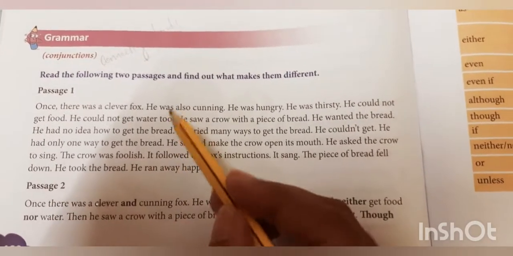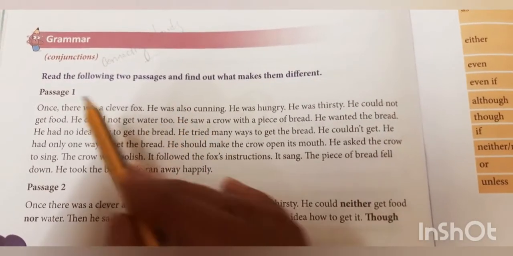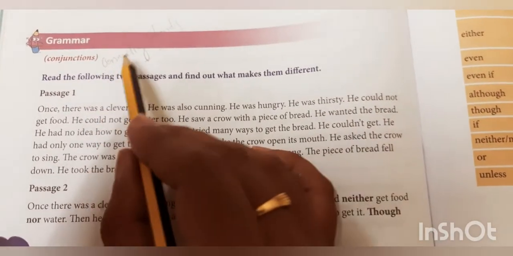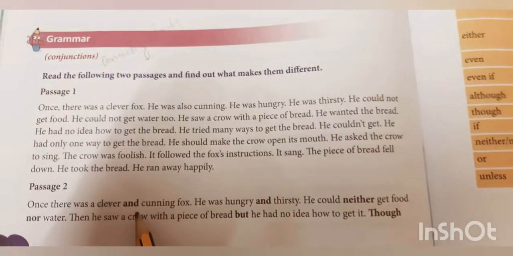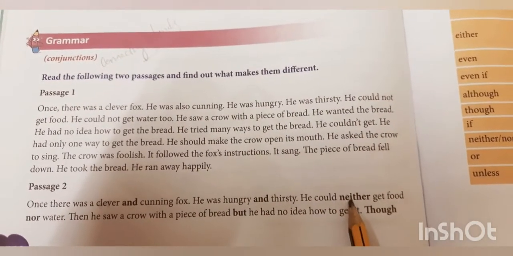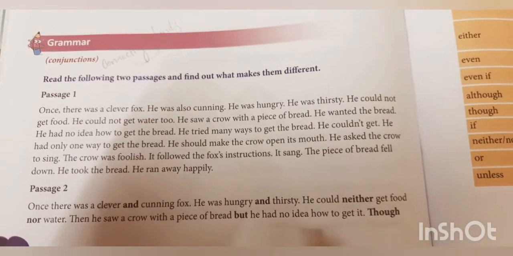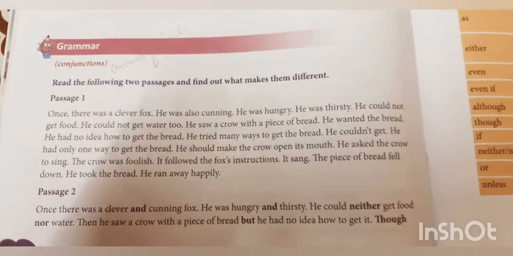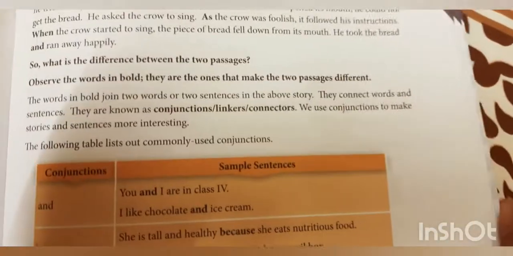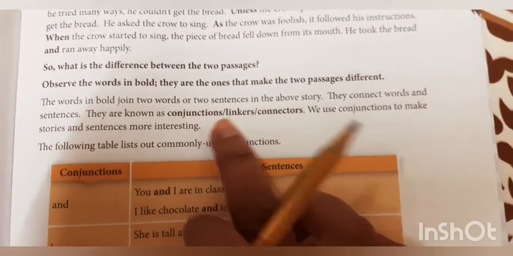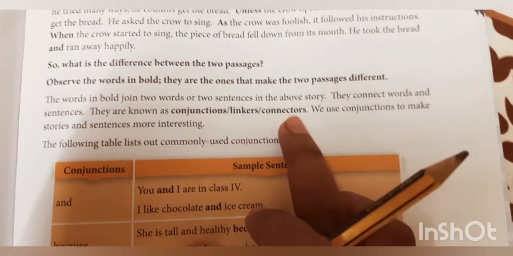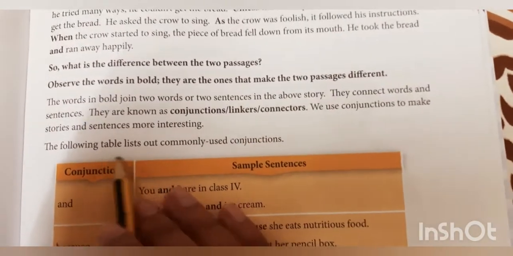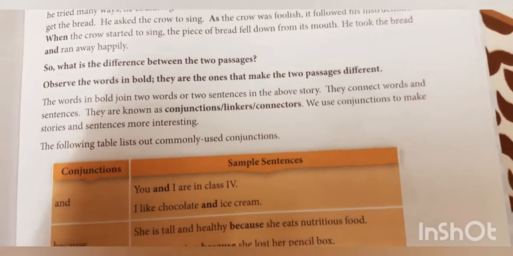Okay, children. So the same passage 1 is rewritten adding some conjunctions. That means connecting words. For example, and, neither, nor, but, though. Yes, these are some examples of conjunctions. As I told you earlier, conjunctions are linkers or connectors. They are used to connect two sentences. Now let's see some commonly used conjunctions.